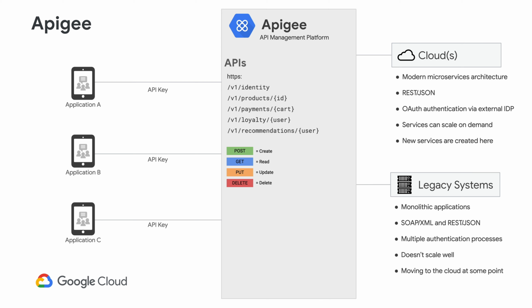We're going to map those CRUD operations, create, read, update, and delete, to the HTTP verbs. So I'm going to call with POST if I want to create something. I'm going to call with PUT if I want to update something. And that's where Apigee is going to help us out.